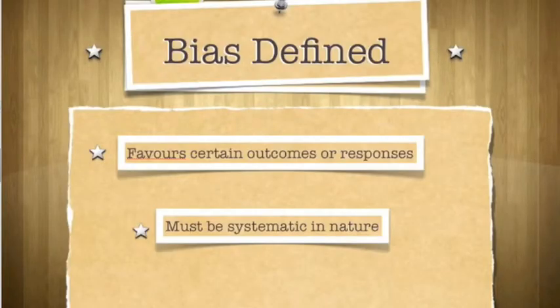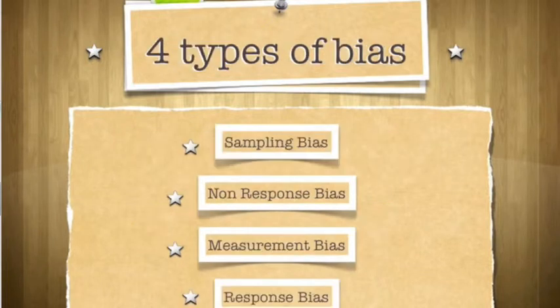The definition of bias is just that it favors certain outcomes or responses. The key thing here is it must be systematic in nature. So something's wrong with the system, whether it's the survey, the people conducting the survey, or the people conducting the collection of the information. It's the system that's wrong. There are 4 types of bias: sampling, non-response, measurement, and response. Keep these in mind because at the end of this mini lesson, you're going to go back to that survey that the county is doing and see if you can find different examples of bias within it.